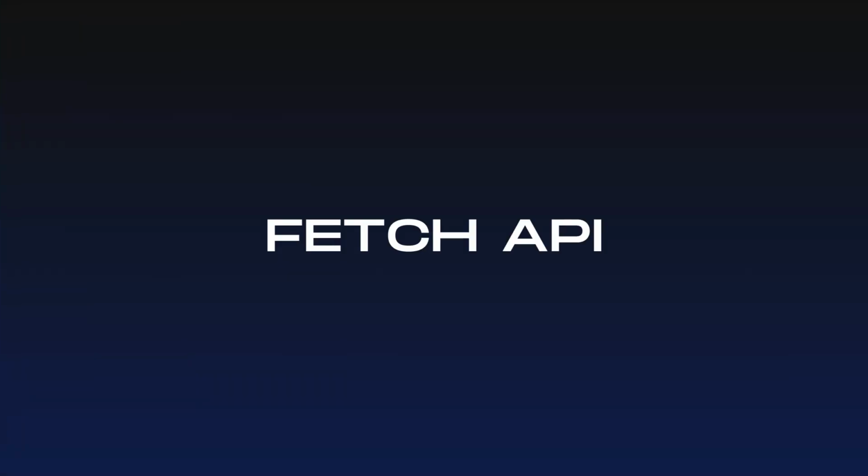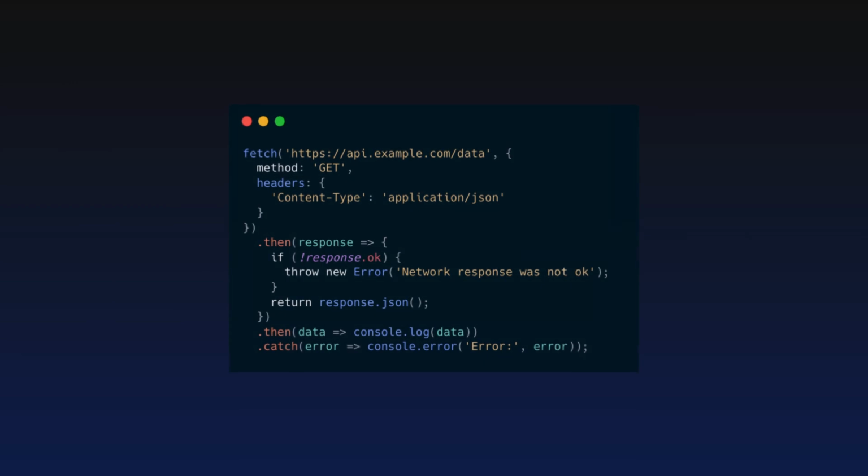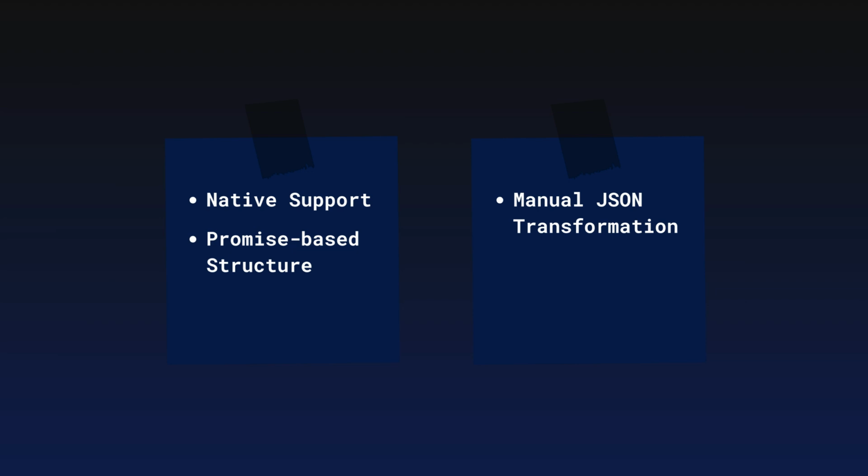The Fetch API is a built-in JavaScript method for making network requests. It is a modern replacement for XMLHttpRequest and offers a more flexible and powerful way to interact with resources. While the pros of the Fetch API are its native support and promise-based structure, its cons include no automatic JSON transformation, less robust error handling, and no timeout support.